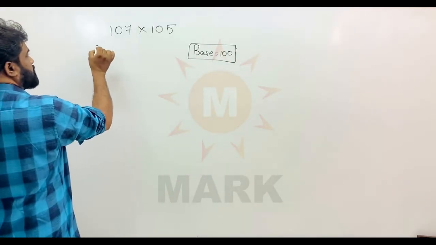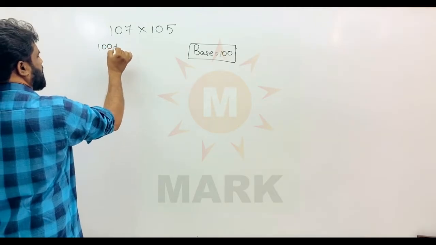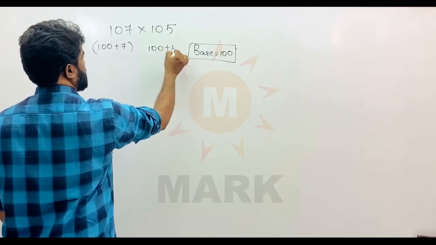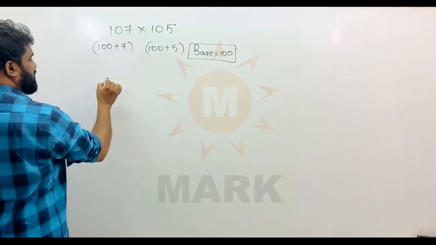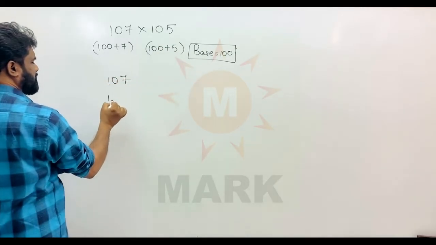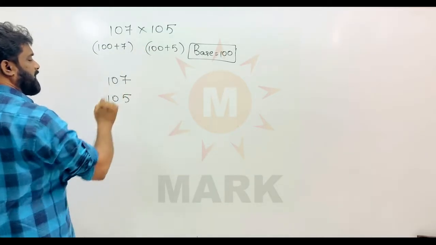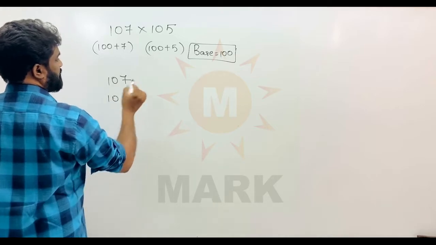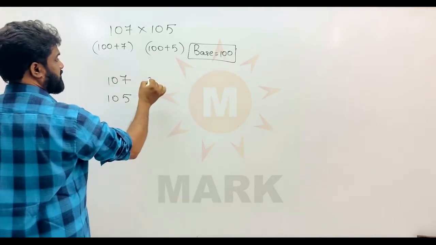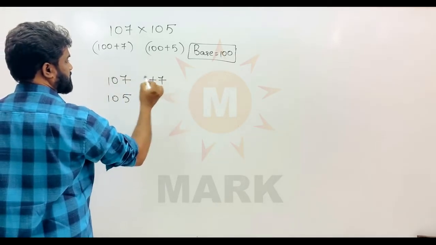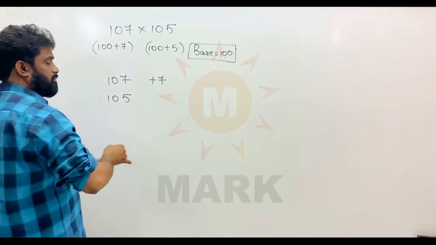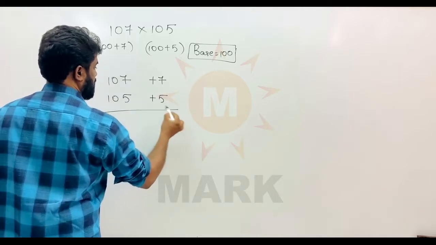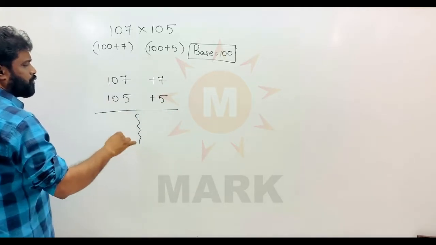Now when you see 107, you will get the idea like 100 plus 7. When you see 105, you will get an idea like 100 plus 5. These are the things that should go in your mind. So what I write on the paper is 107 into 105. 107, how much is it more than 100? It is 7 more, so I write +7 here. 105, how much is it more than 100? It is +5.